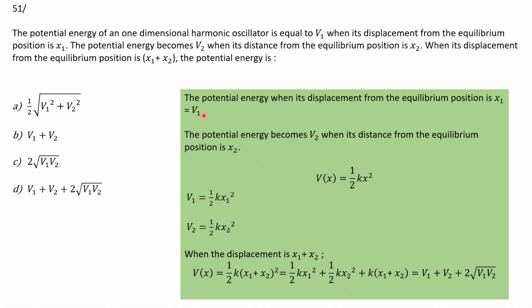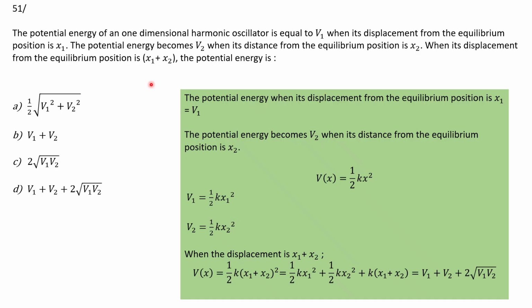So what is given is V1 when the displacement is x1, then V2 when the displacement is x2, and we know that V(x), that is the potential energy, is equal to half k x square. Here x is the distance or displacement from the equilibrium position and V(x) is the potential energy in the form of distance. Okay, so for V1 we can write it as half k x1 square, and for V2 we can write it as half k x2 square.